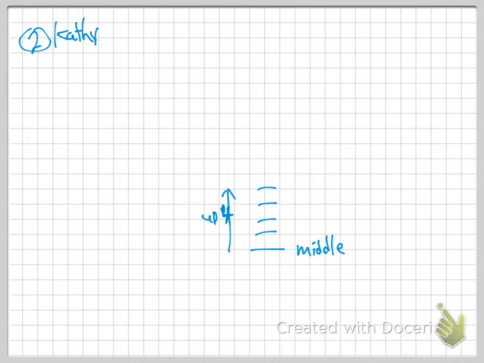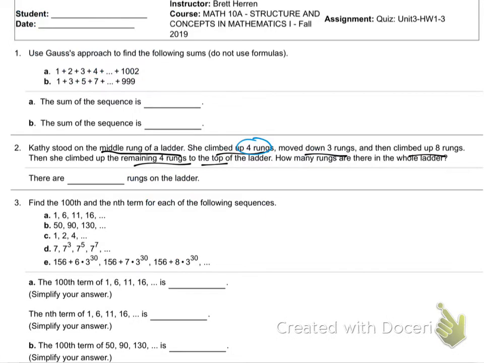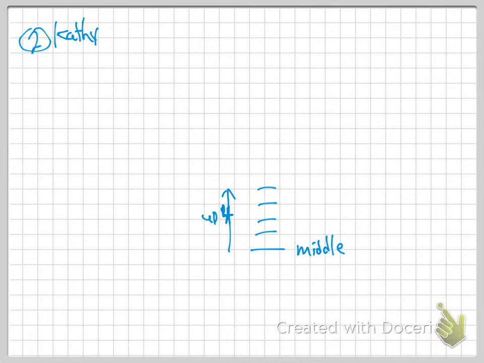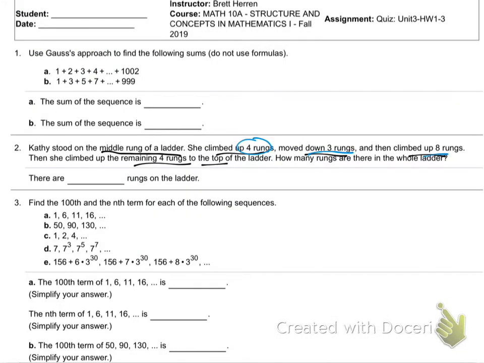Up 4. And then she went down 3. So she's right here and went up 1, 2, 3, 4. Now she's right here and went 1, 2, 3. That's where she's at now.